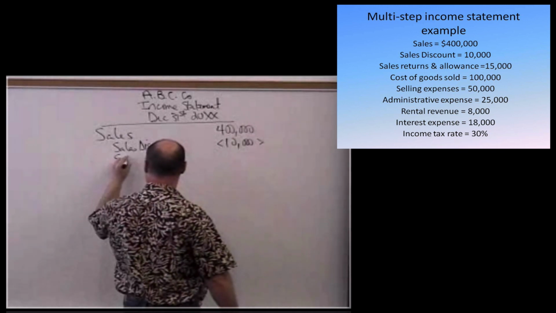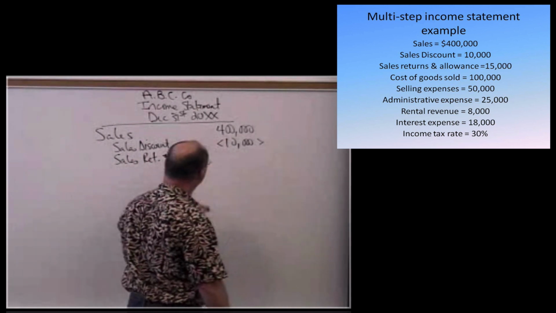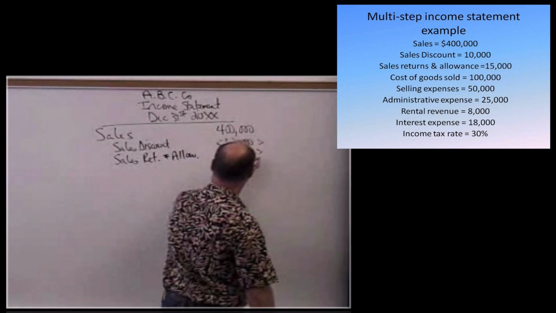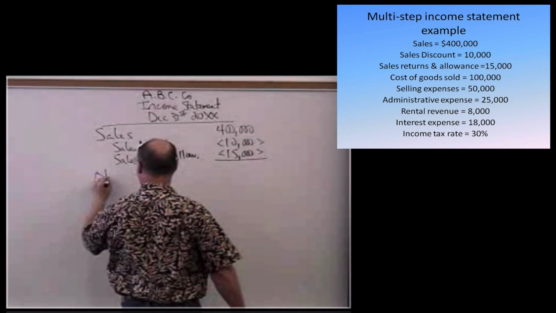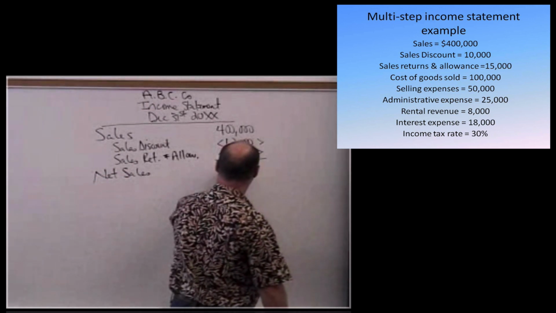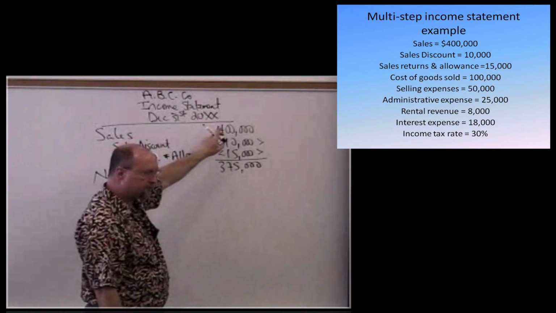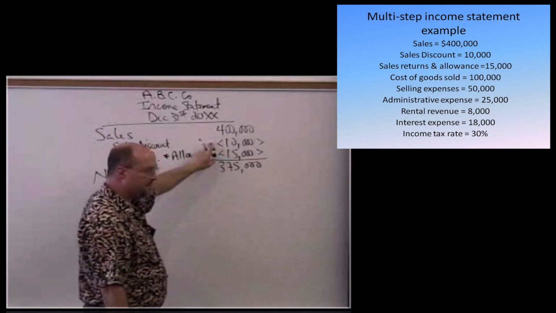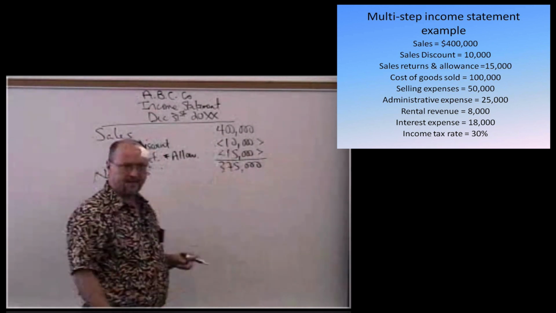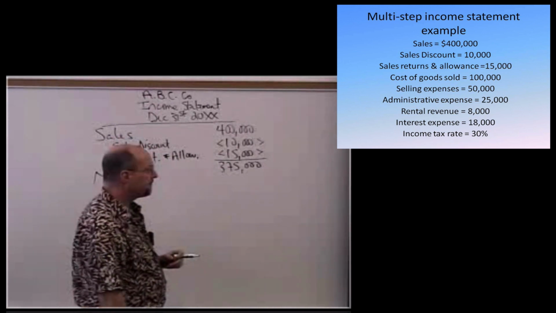And I'm going to subtract sales returns and allowances. I'm going to abbreviate or I'll run out of room. And that's $15,000. And that's going to give me net sales. And that would be, what, $375,000. Okay? This is my original or gross sales. My customers took advantage of discounts by paying us early. So that reduced how much we actually received. And they returned some items. So my net sales, my true sales, is really $375,000.